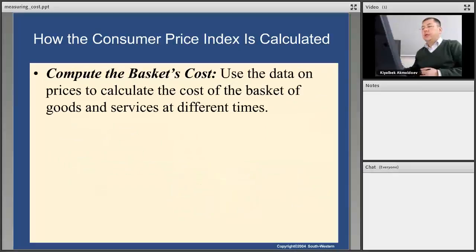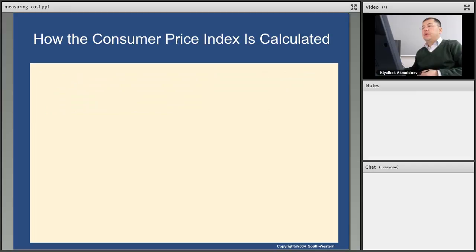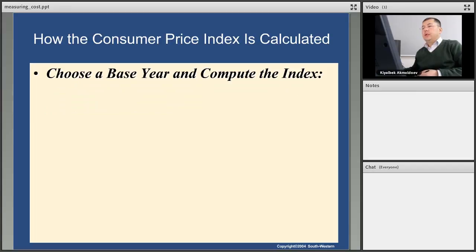We calculate. And what do we do next? We compute the cost of the basket. So we use the price of the goods and services times the quantity, and calculate the cost of the basket in each year. So we calculate the cost of the basket.